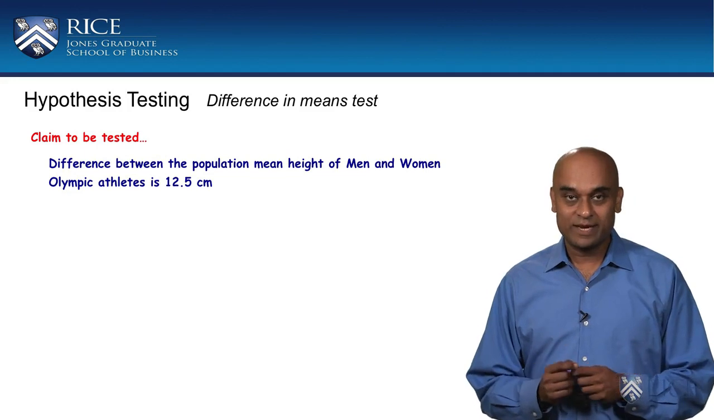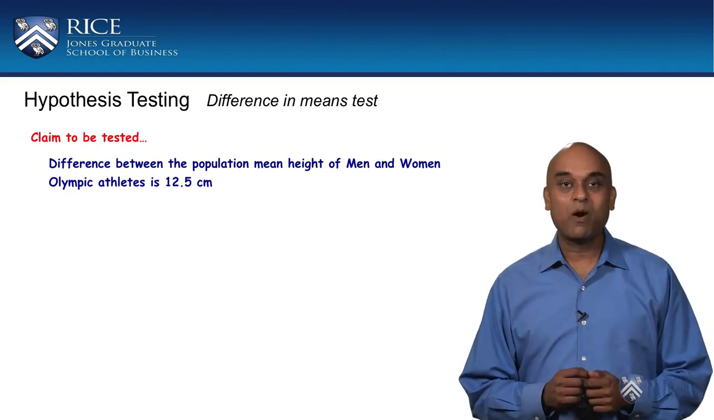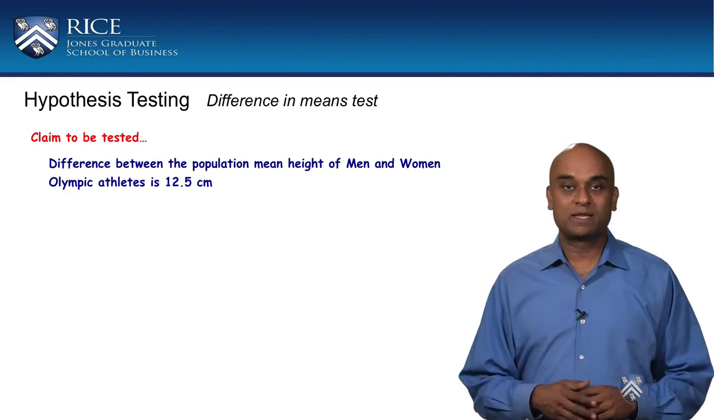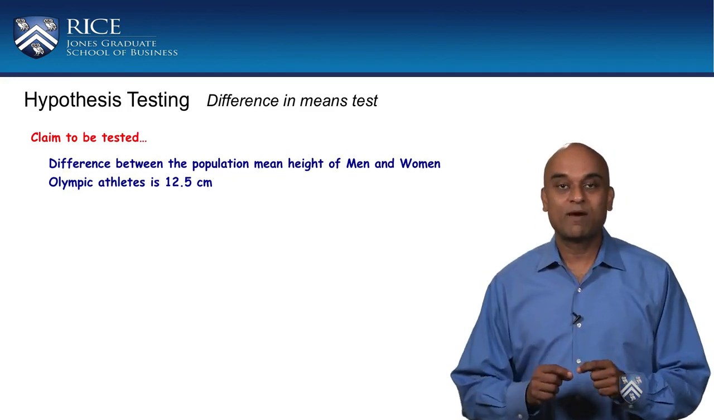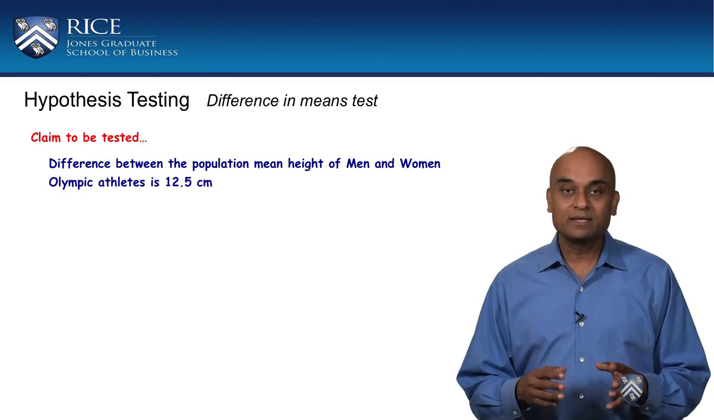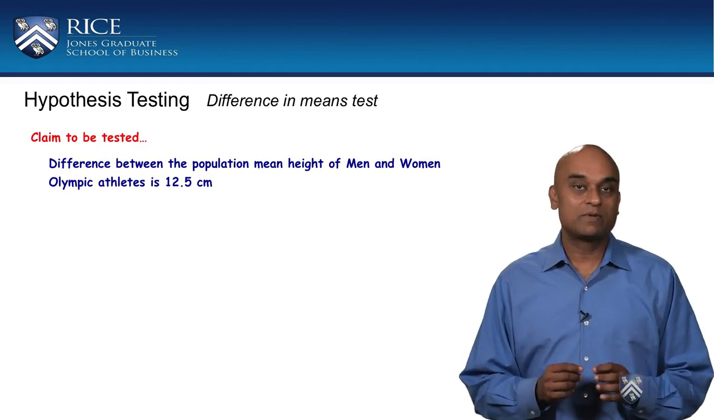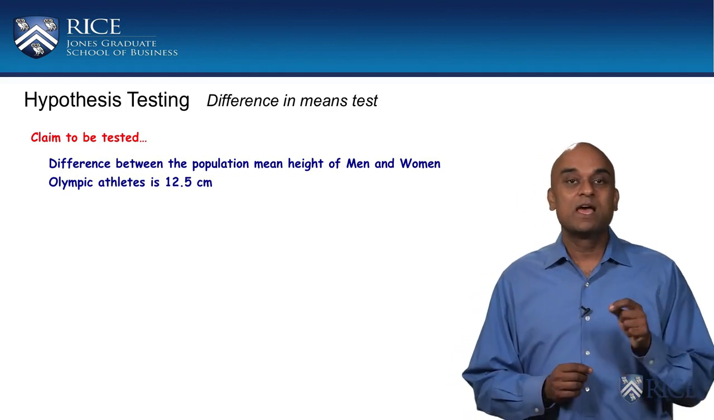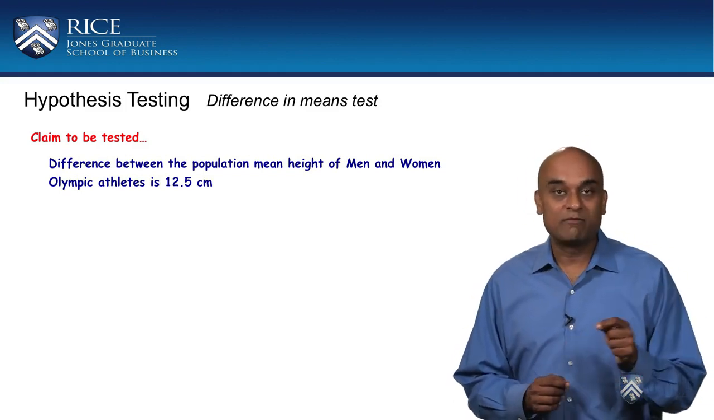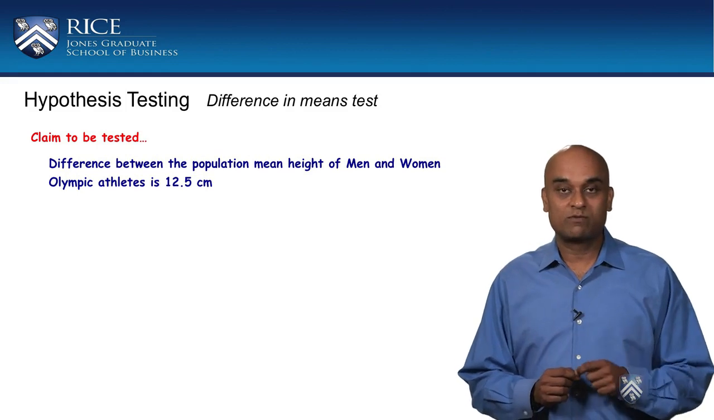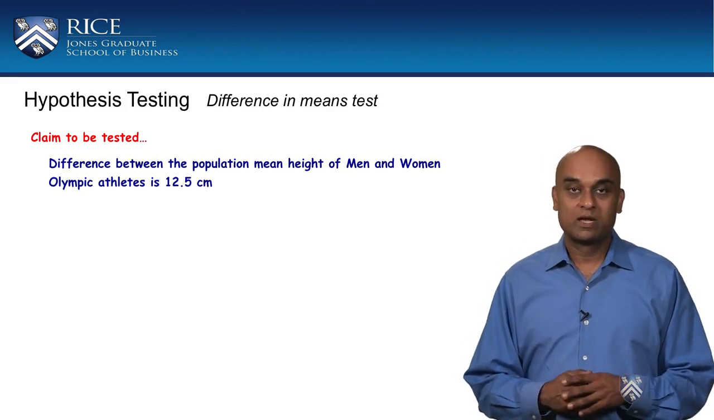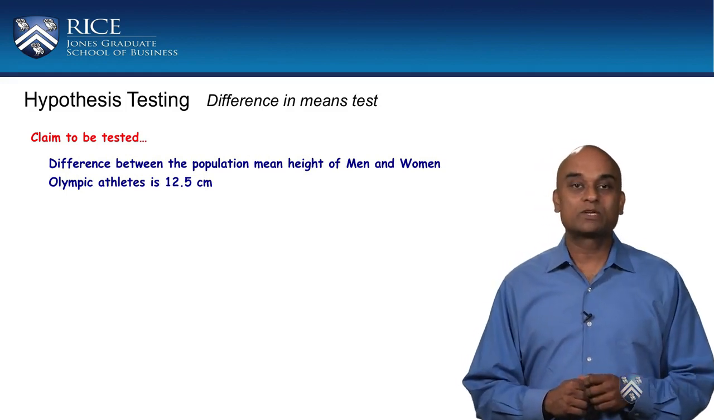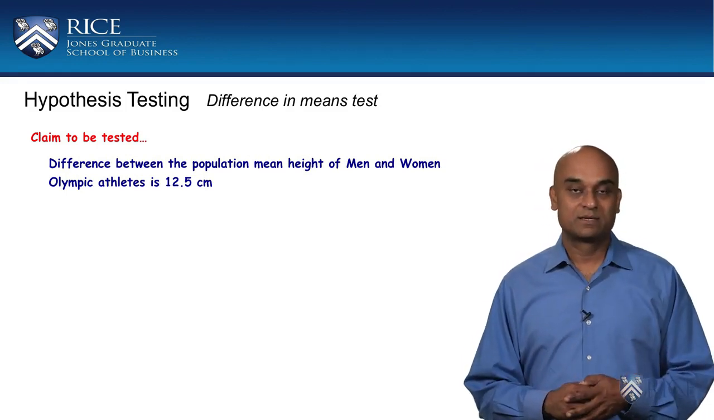We wish to test the claim that the difference between the population mean height between men and women Olympic athletes is 12.5 centimeters. Recollect that the empirical study had come up with an average difference of 12.5 centimeters in heights of men and women from various walks of life across the world. We wish to test whether this claim also holds for the population of Olympic athletes.